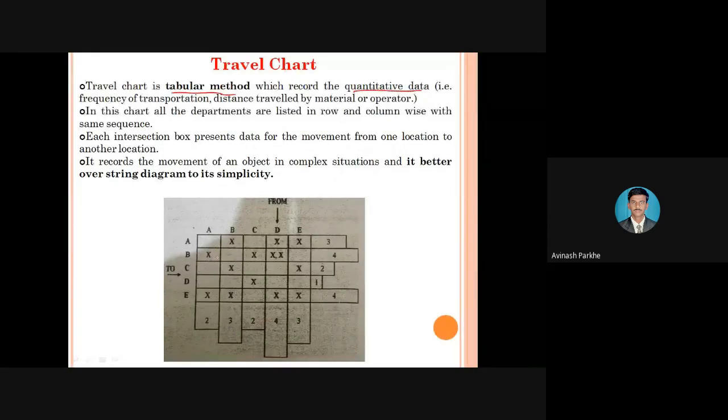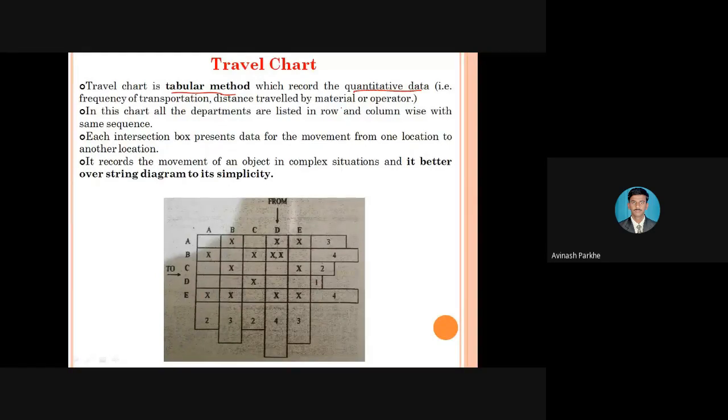That means whatever distances are traveled from one location to another, all those distances can be represented in tabular form. Therefore, this method is considered a tabular method in which the data can be represented in quantitative form. Quantitative in the sense that it is represented in quantity, maybe 1 meter, 2 meter, 3 meter, 4 meter; distances like that can be represented on the chart. For example, the frequency of transportation and the distance traveled by the material and the operator. So the quantitative data we are preserving by using these travel charts is the frequency of transportation and the distances.